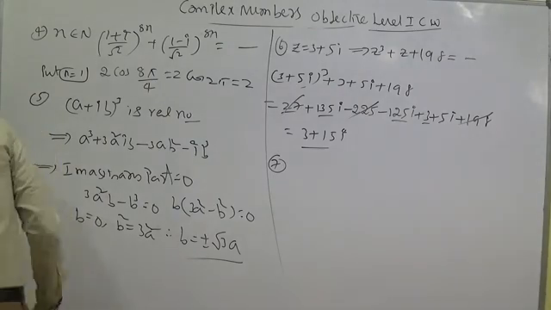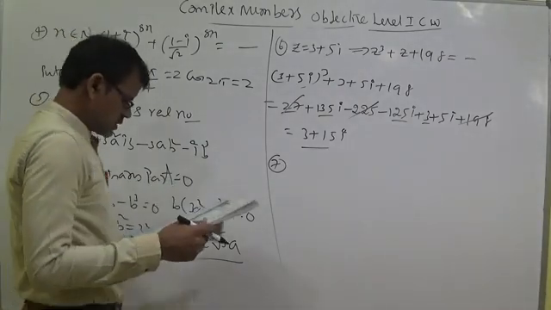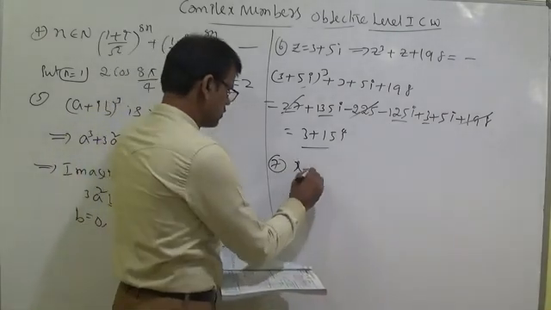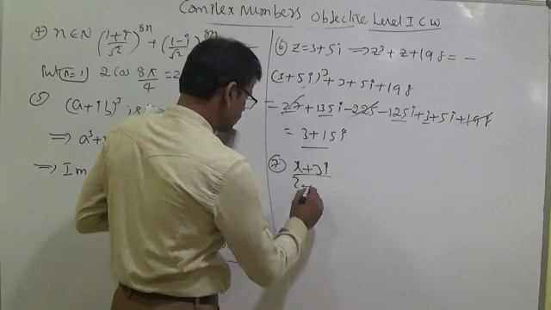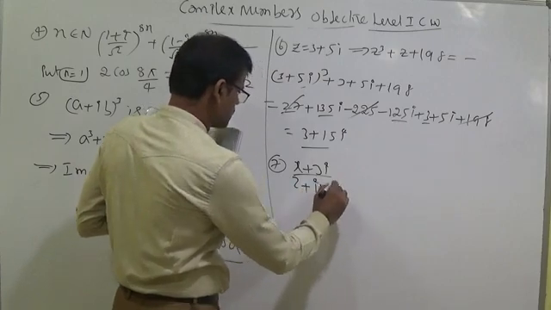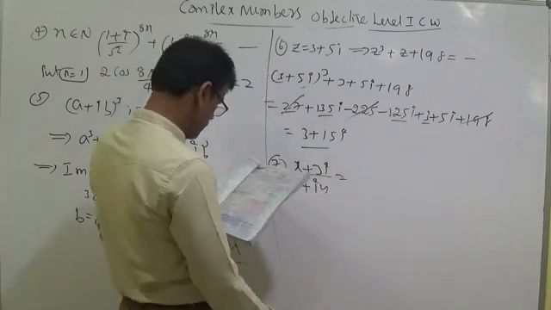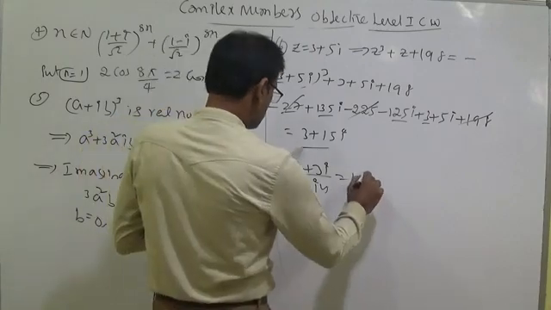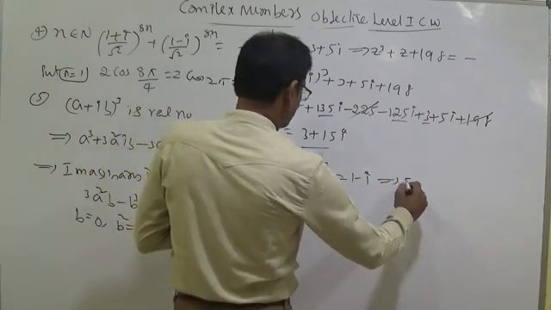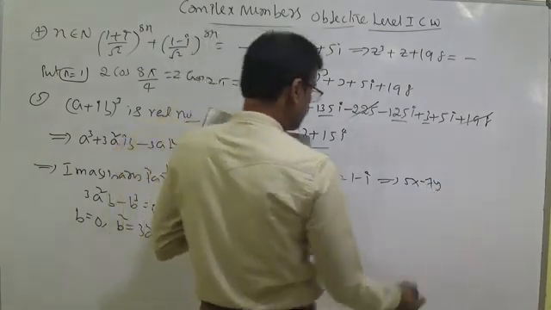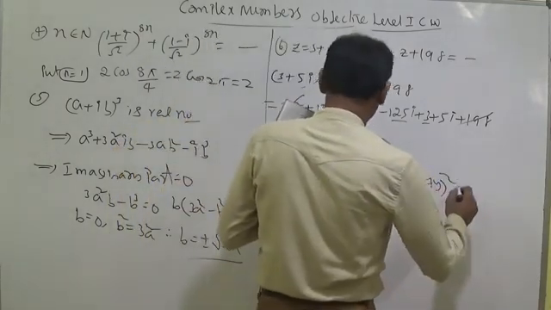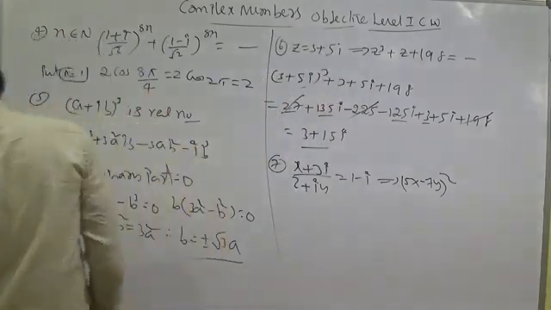Now, seventh question is that (x plus 3i) by (2 plus i) is equal to 1 minus i by y. That implies find the value of (5x minus 7y) whole square.